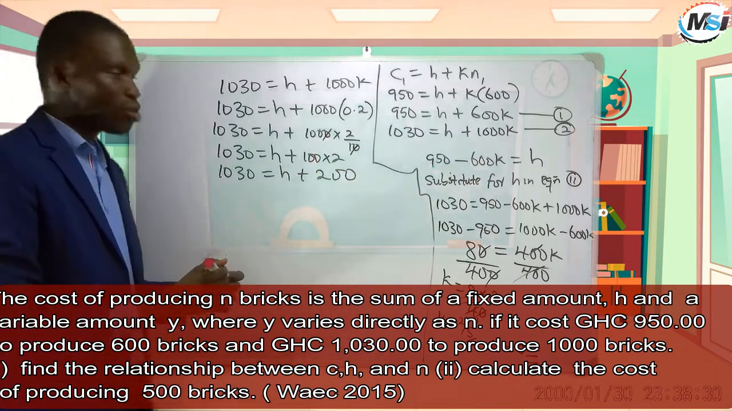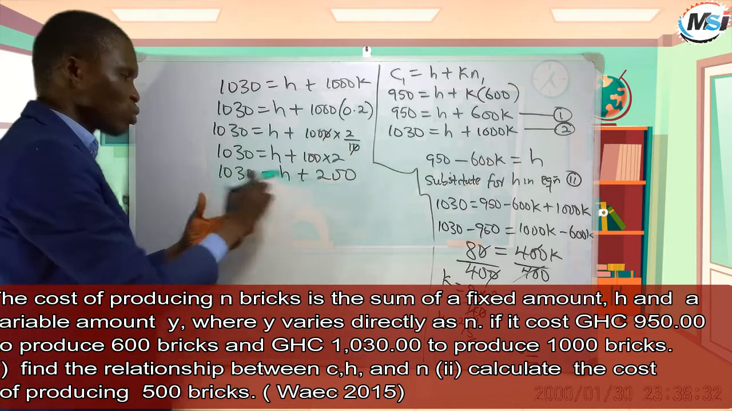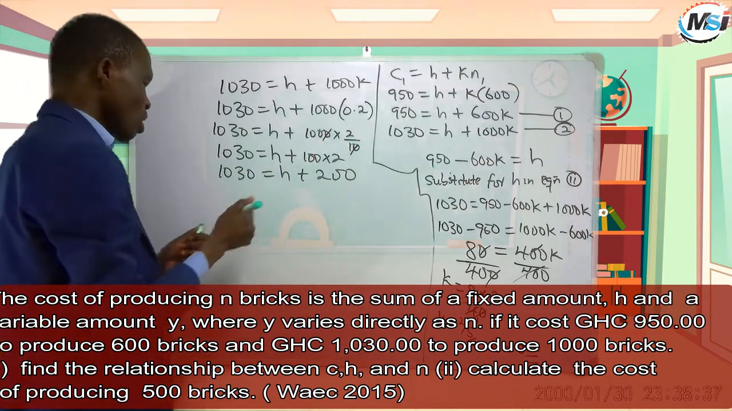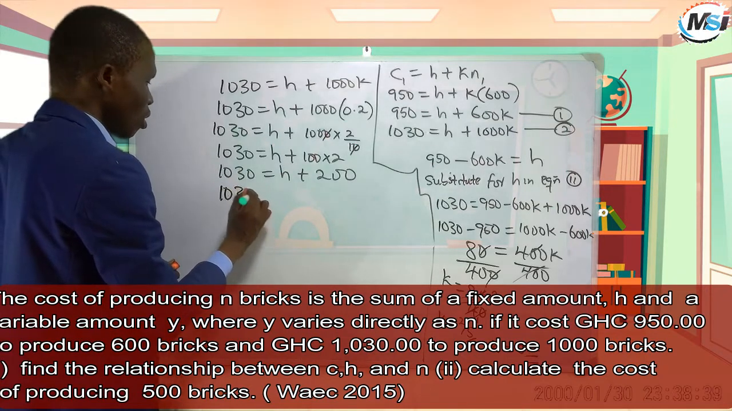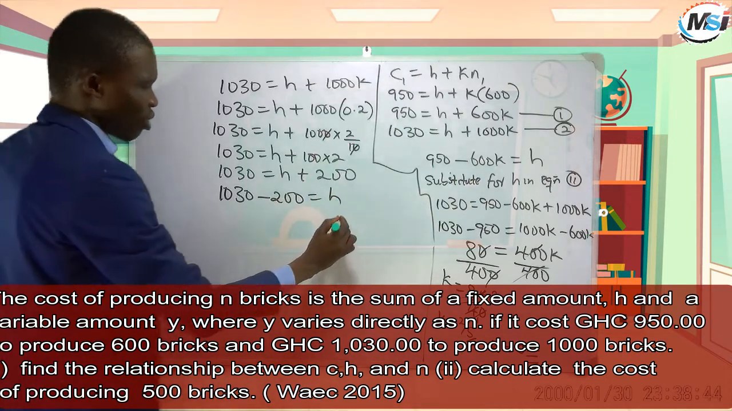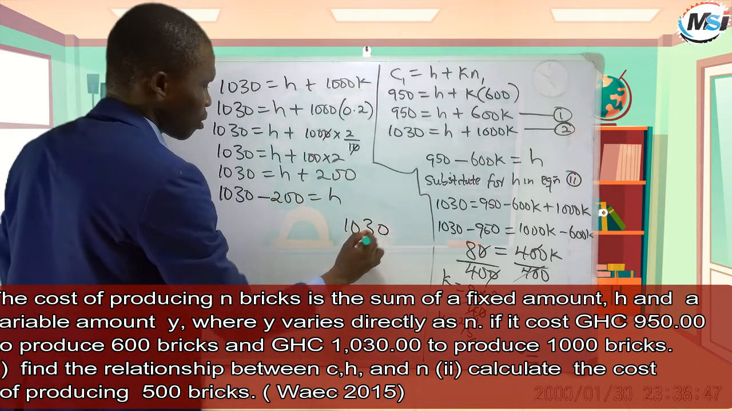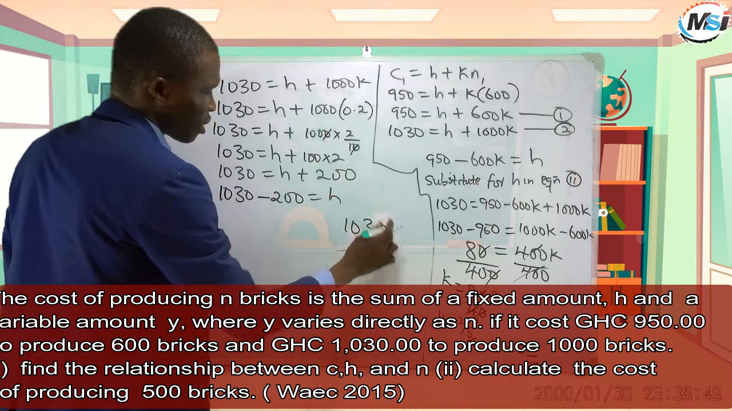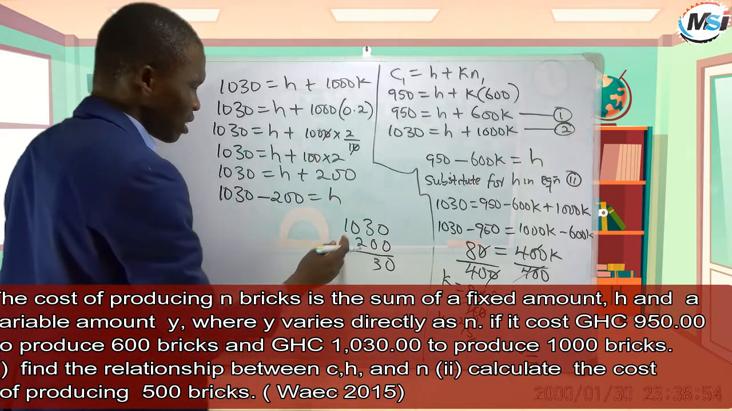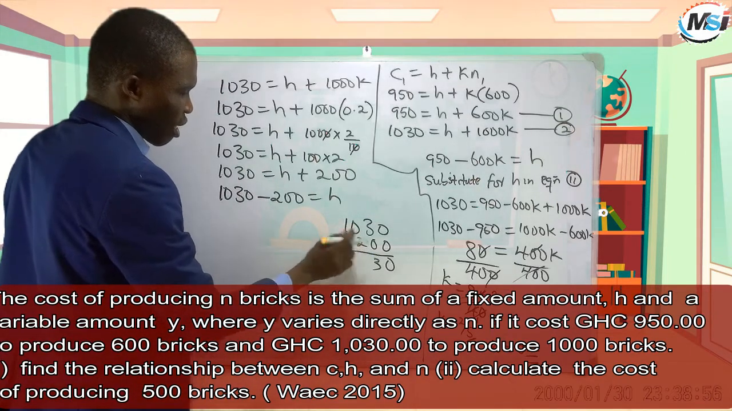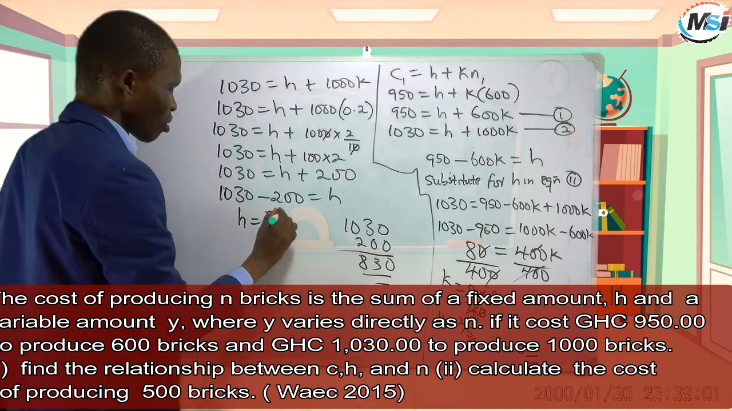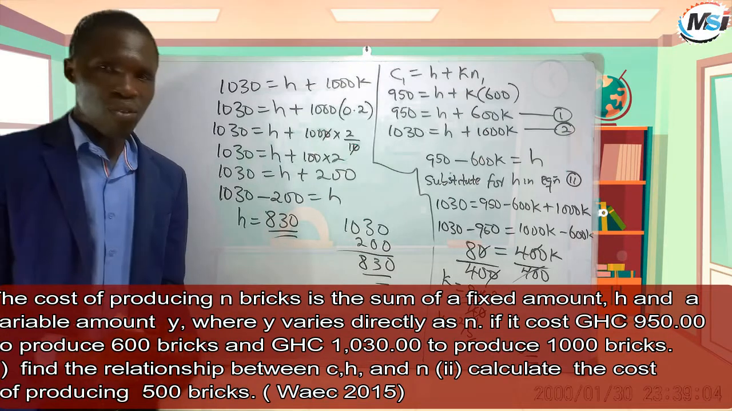Now you can do what we call collecting like terms. This will cross to this side, it is plus. When it crosses to this side, it turns to minus. So this will give us 1030 minus 200 equals h. So let's subtract: 0 minus 0 is 0, 3 will come down, and 10 minus 2 will give us 8. So h will give us 830. I believe you understand that.